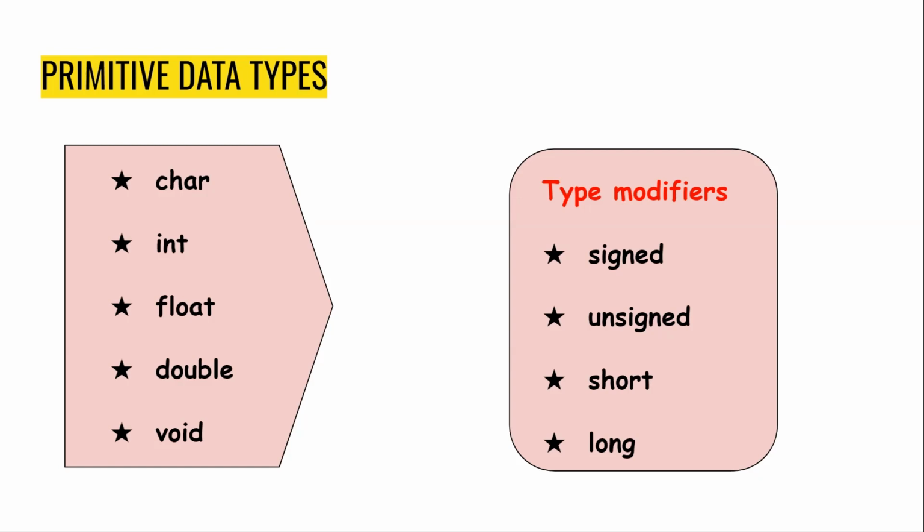Say for example, when I declare a variable as signed int, it means that the variable can hold both positive value as well as negative value. If I say it is unsigned int, then it means that the variable can hold only positive values. It cannot hold a negative value.